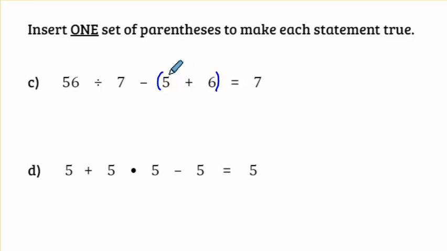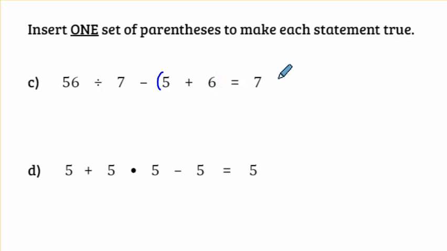Okay, so in this case we do 5 plus 6 is 11. And then we would go back and do the division. 56 divided by 7 is 8. And I'm subtracting 11 from 8. That isn't going to work either.